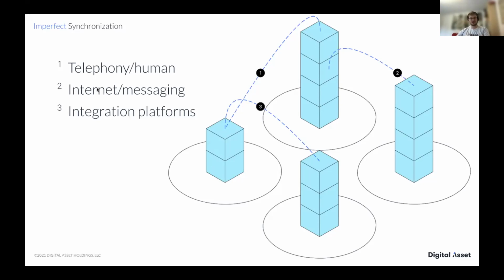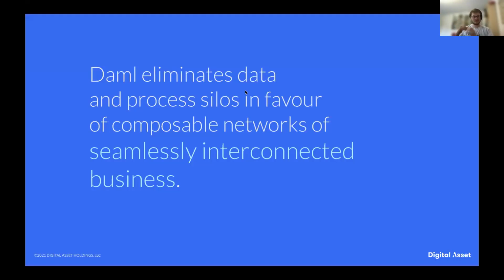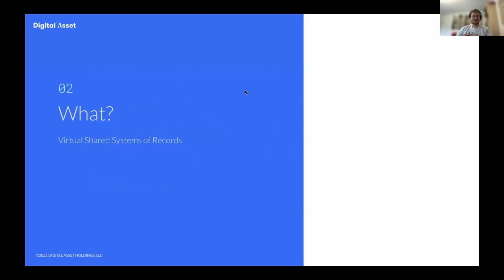And the main point is that none of these approaches actually solve the synchronization problem at the foundation. Synchronization using any of these techniques really happens close to the top of the software stack, far away from where the actual data lives. And that's where Daml comes in. That's what we're trying to change. With Daml, we're trying to really eliminate data and process silos in favor of composable networks of seamlessly interconnected businesses. Now, we need to give you an idea really how we're thinking about this. So to give you some idea of what Daml is, I'll first of all talk about the solution we're proposing in the abstract under the term virtual shared systems of record.